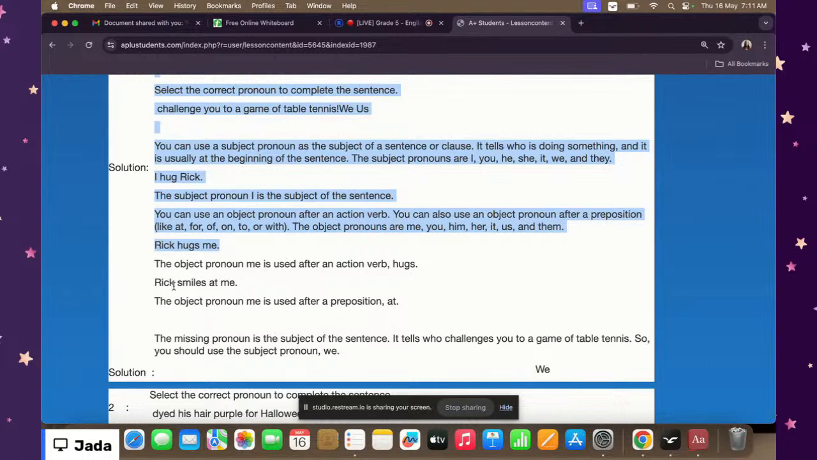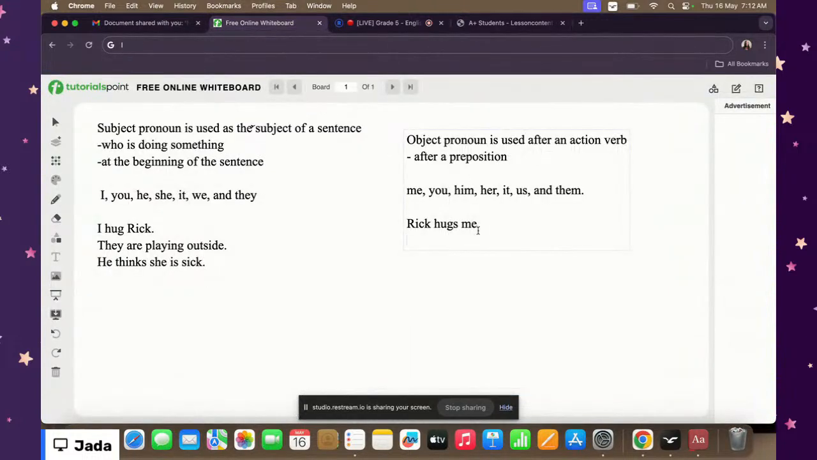Now it says that Rick smiles at me. Me there also is object pronoun, and it is used after the preposition at. In the previous one, it is used after an action verb, and in Rick smiles at me, it is after a preposition, at. So like I've said, object pronoun can be used after an action verb or after a preposition.